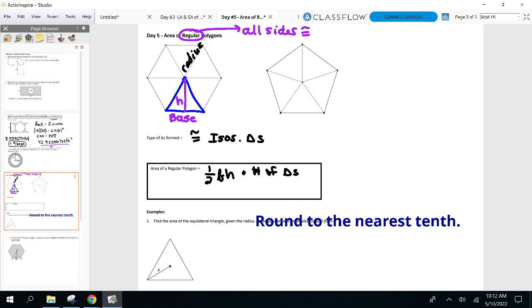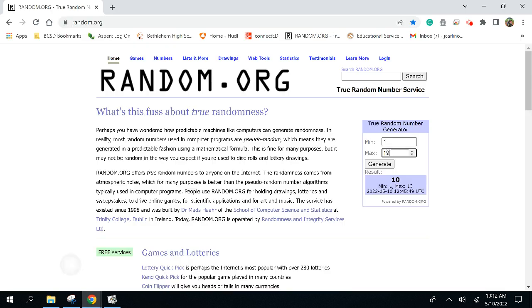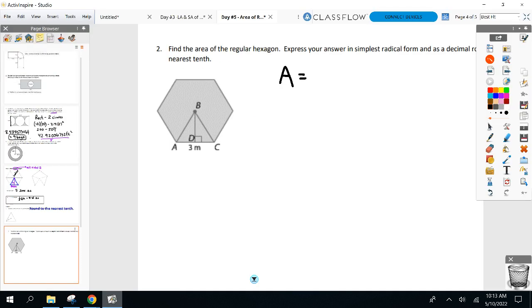Okay, I'm going to skip around here. I'm actually going to start with question 2 today. All right, the hexagon we just went over. Find the area of this regular hexagon. So let's start out with the basic formula. How many triangles can I form when I draw in all the radii? How many triangles am I going to form? 6.